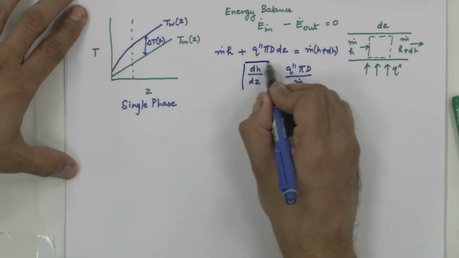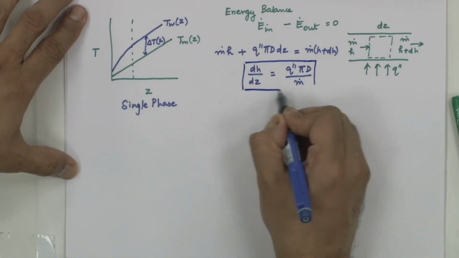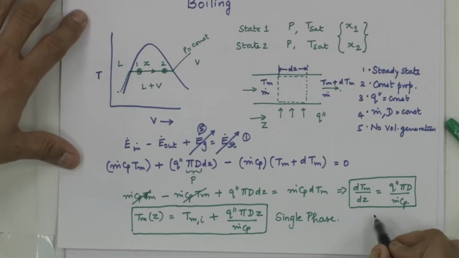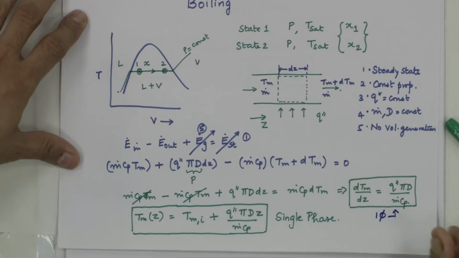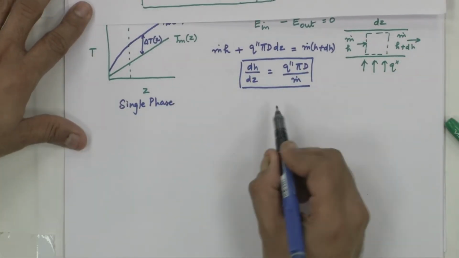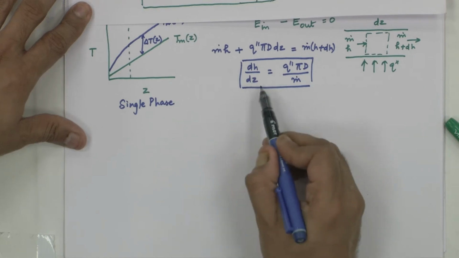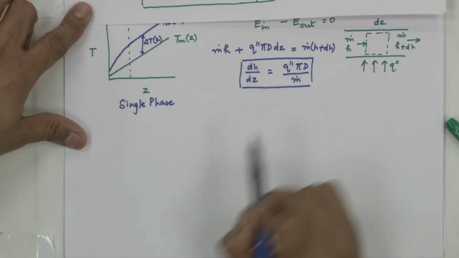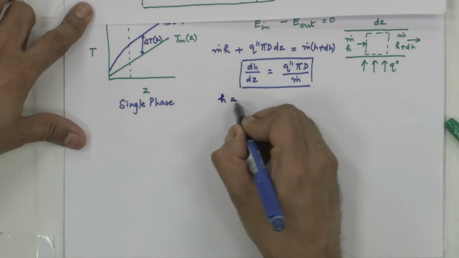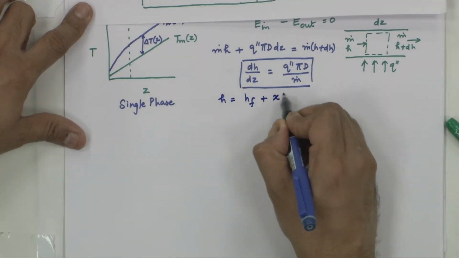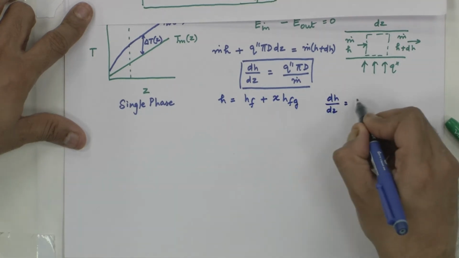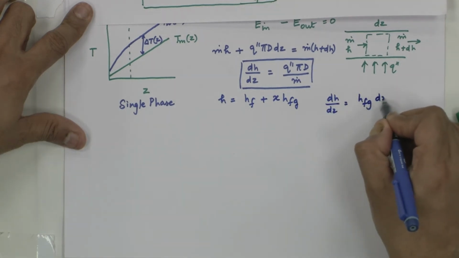Unlike the single phase situation where you had dTm by dz is q double prime pi d by m dot Cp, you have the rate of enthalpy change along the flow direction. The gradient is nothing but q double prime pi d divided by m dot. Now, how do I bring quality into this? We know that H is equal to Hf plus x times Hfg. So, dH by dz is equal to Hfg into dx by dz.